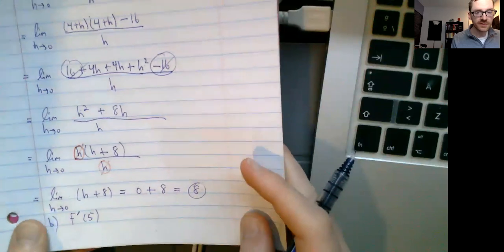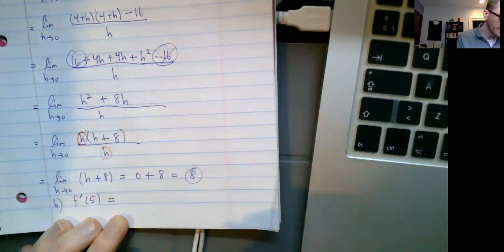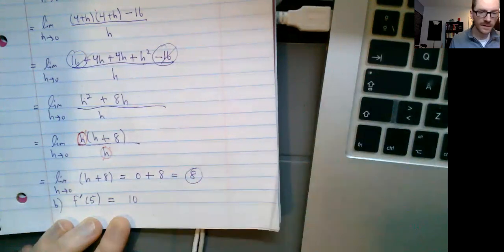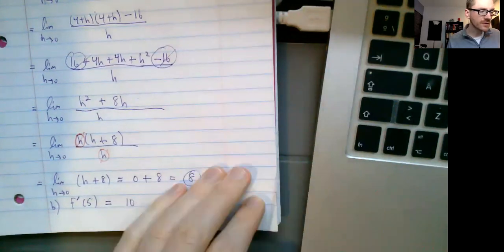I'll skip to the chase. You'll find that f prime of 5 is 10. Which is kind of interesting. And what I point out in part C is that you should be observing a pattern. You should be observing a pattern.